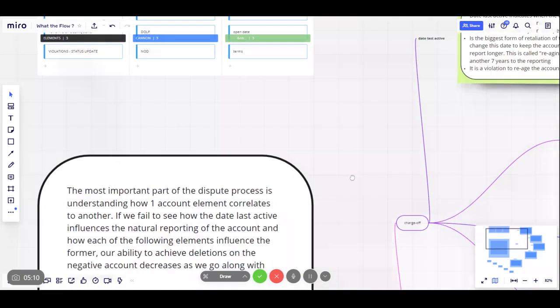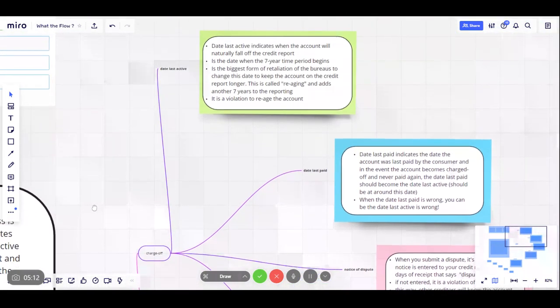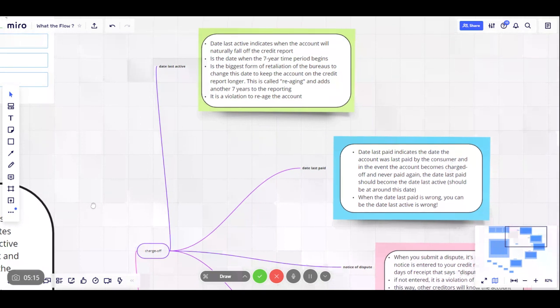All right. So what we're going to do is look at these, and they're the same exact things that I told you. We have to understand how one correlates with the other. And this is why this video is called What the Flow, okay? Now, there's another F word, but we're not talking about that F word. We're talking about what the flow, all right?